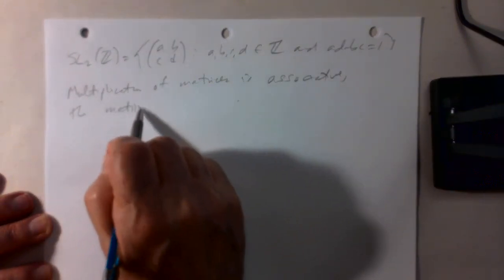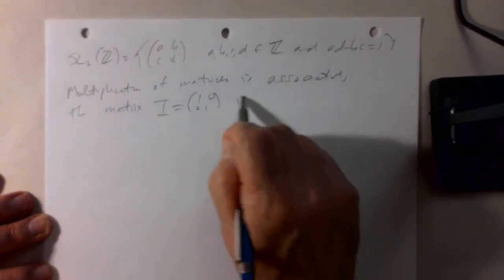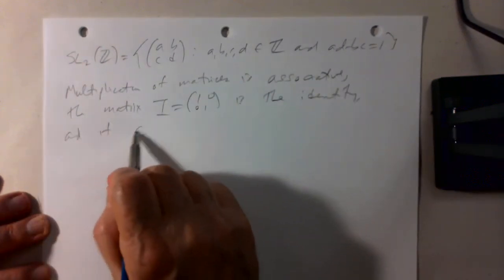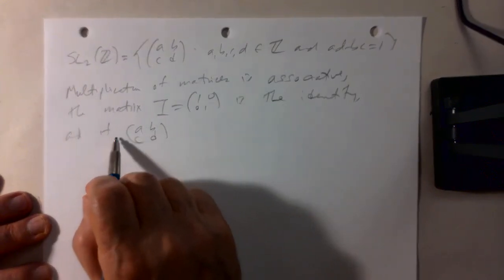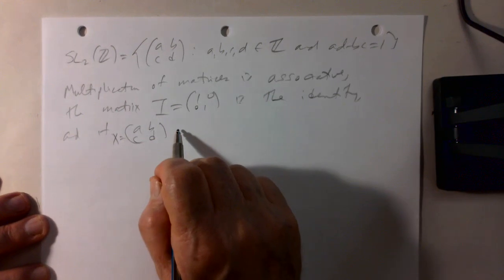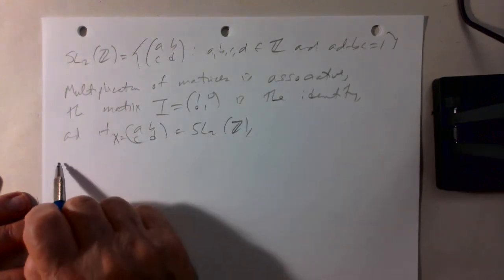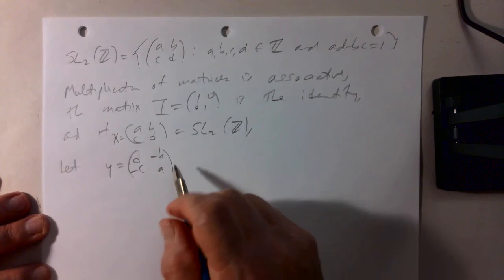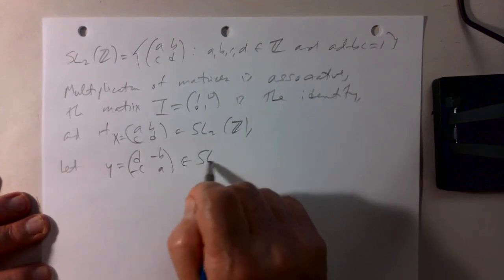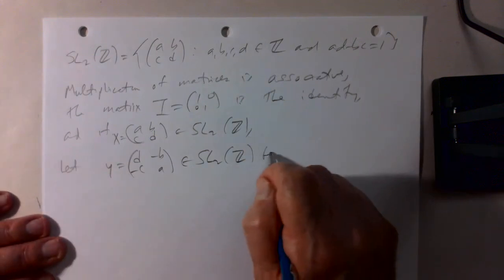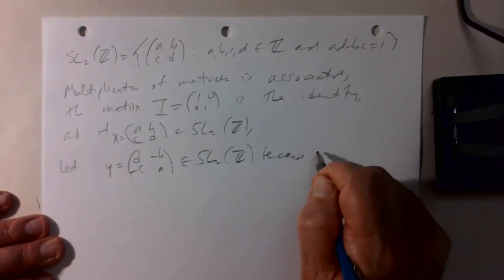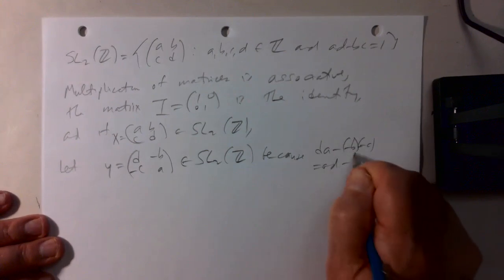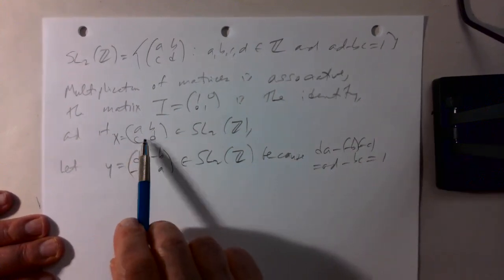The matrix I equal 1, 0, 0, 1 is the identity. And if A, B, C, D, I'll call this X, is in SL2Z, suppose we let Y be the matrix D, minus B, minus C, A. Now, if I check the determinant, I'll see this is in SL2Z because DA minus B times minus C is AD minus BC is 1. So if this is in SL2Z, so is this.